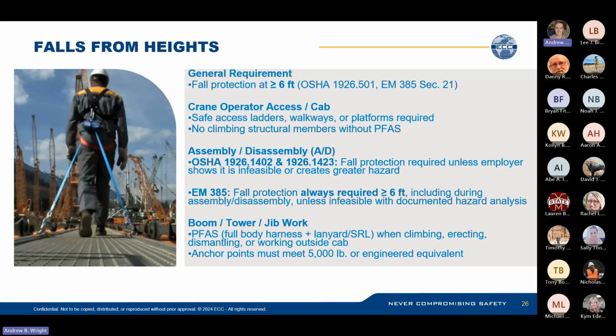Boom, tower, or jib work requires personal fall arrest: full body harness, lanyard, SRL, when climbing, erecting, dismantling, or working outside the cab. And as a reminder, anchor points must meet the 5,000 pound or engineered equivalent.